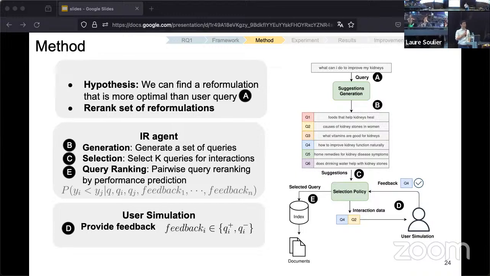No, we didn't do that. But in this case, the feedback is really straightforward, in the sense that we basically use the relevant documents annotated for the query as the information need, and the interaction consisted of suggesting a set of queries to the user simulation, which compares the similarity between the information need and the proposed queries and selects the best.